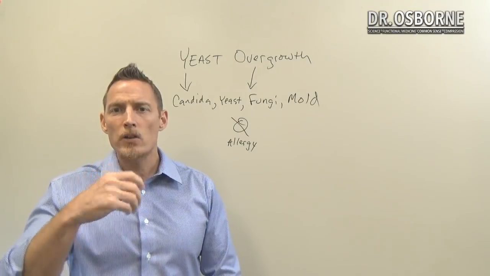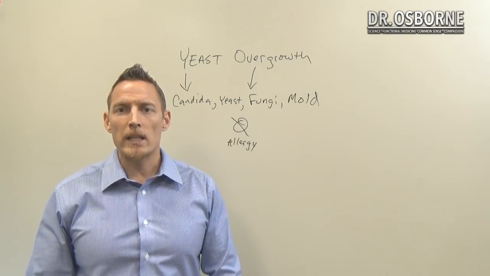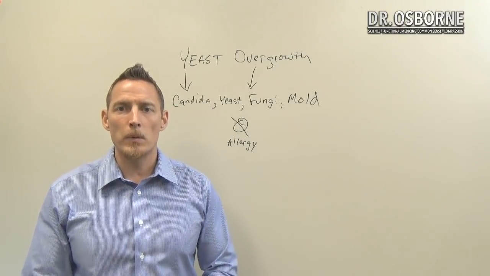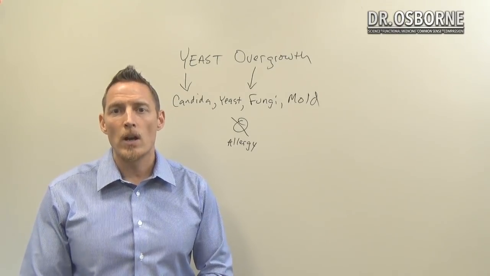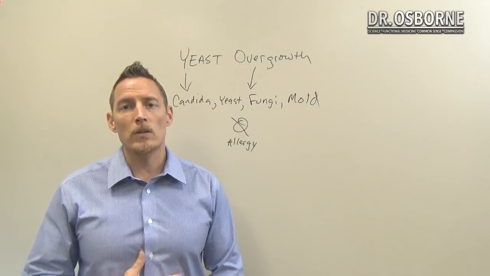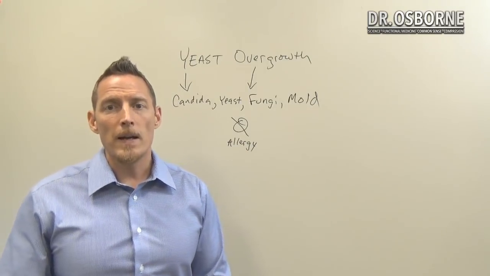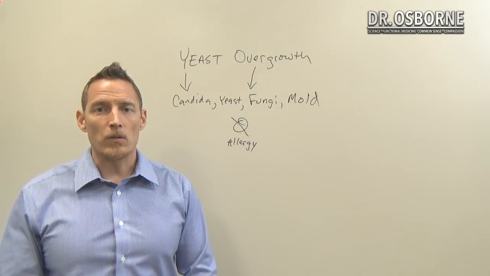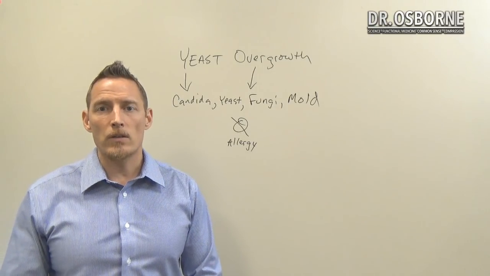So if you've got a coating on your tongue and you scrape it and nothing really comes off, that is not a yeast overgrowth. So don't get the two confused. A lot of people come to me thinking they have a yeast overgrowth when in fact they have gut dysbiosis, and it's not quite the same thing. So again, yeast overgrowth on the tongue, you can usually scrape it off. And that's a really strong indicator that it's a yeast infection.